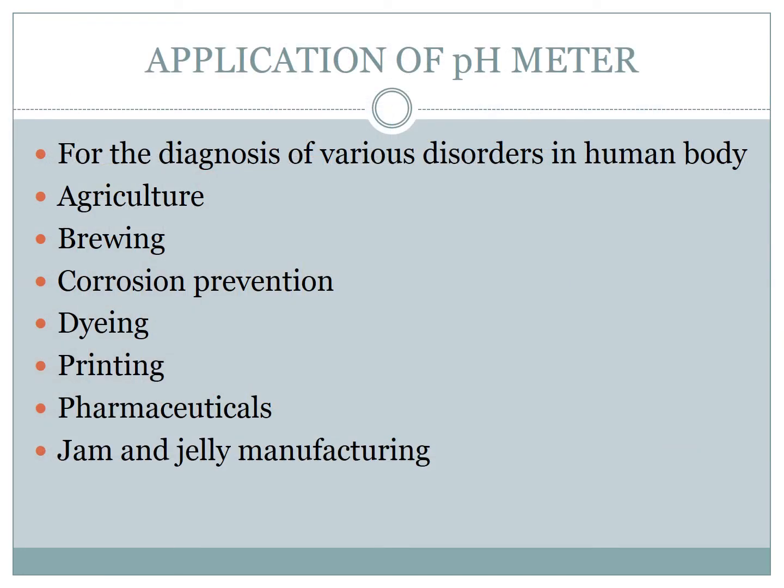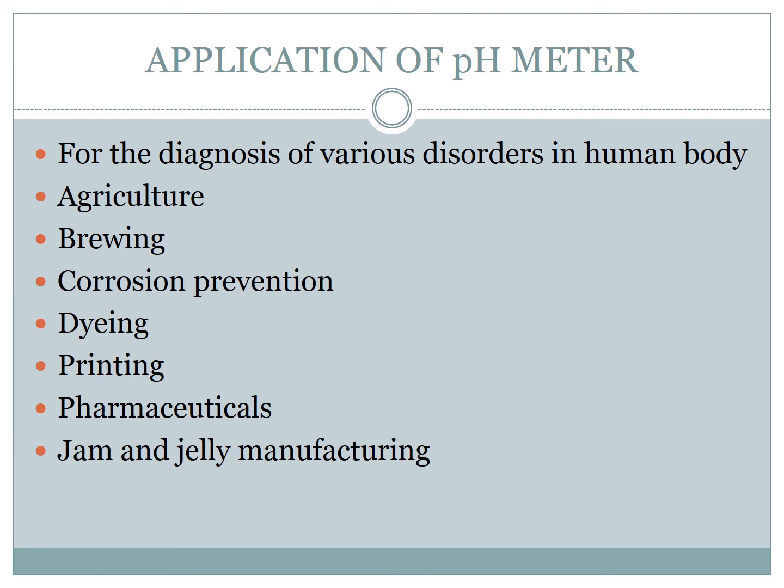And last is the application of the pH meter for the diagnosis of various disorders in the human body. For example, agriculture, brewing industry, then corrosion prevention, then the dyeing industry, printing industry, pharmaceutical, jam and gel manufacturing. We can use the pH meter everywhere. We know where we use the pH meter to measure the pH of the given solution.